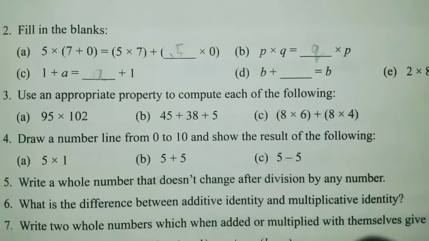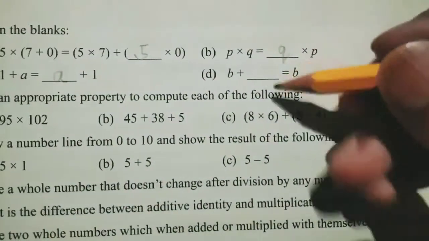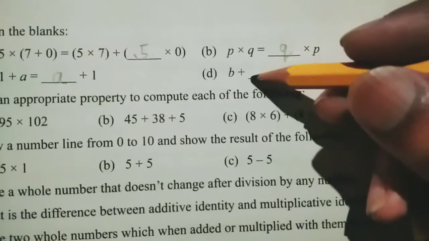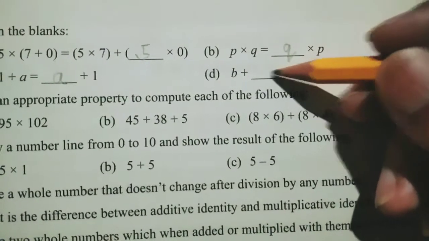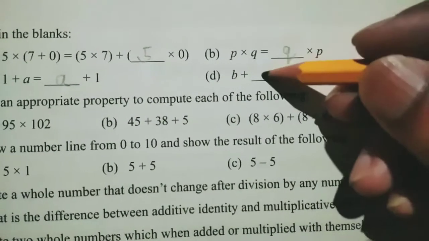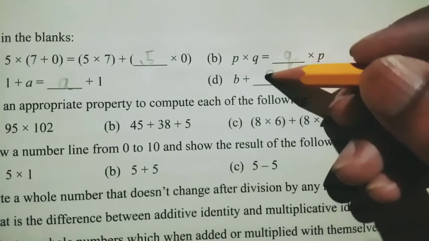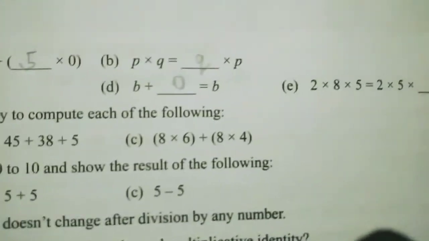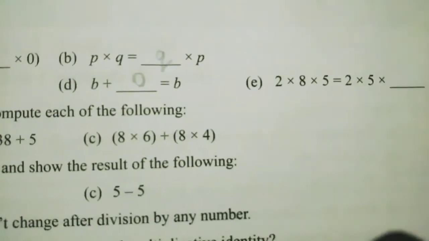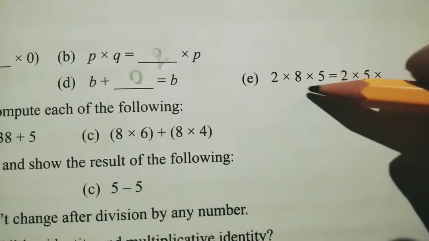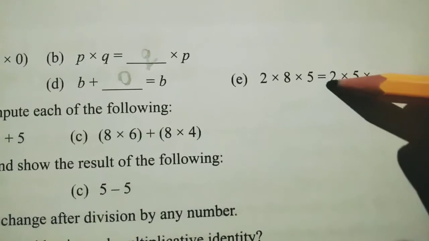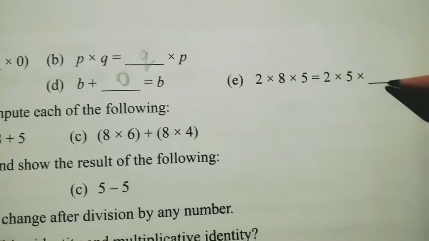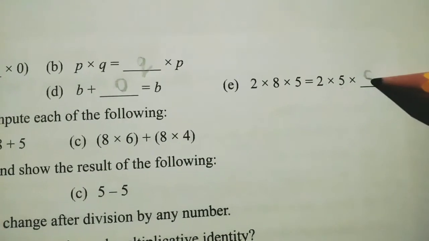This is additive identity, A plus 1. Then here B plus dash equal to B. What will you add with B so that the answer is B only? It is 0 only. When you add 0 with B, the answer is B. Very easy. Now the next one, e: 2 into 8 into 5. So here 2 into 5, and what is missing here? 8 is missing, so the answer is 8 here.